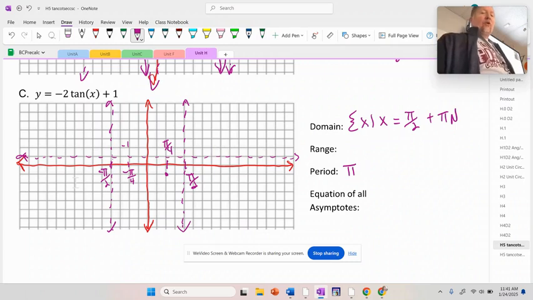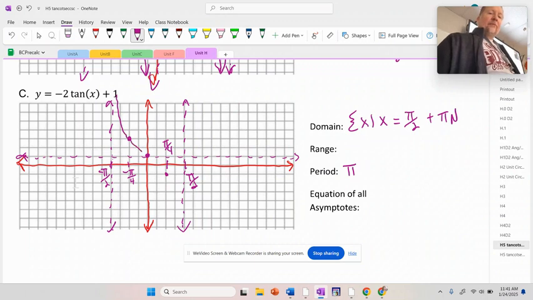What's f of 0 now? What's f of 0? Nobody answered. What's f of 0? 1, not 0, because it's moved up 1. And then what's f of -pi/4? It's actually 3. So there is an a value we care about. We just can't call it an amplitude. You just can't do that.